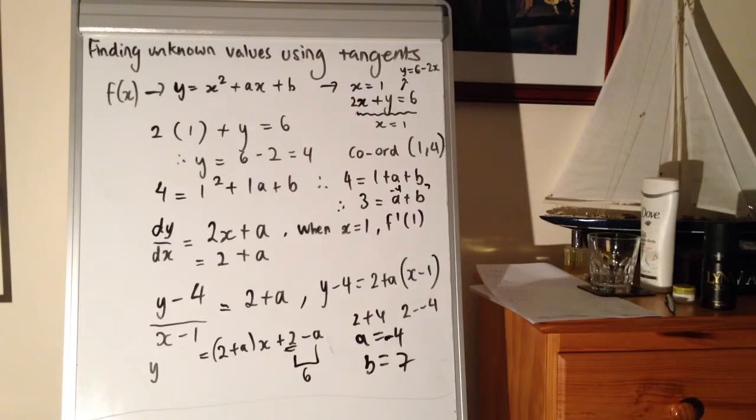So that's a quick look at finding unknown values using tangents. I hope the video was helpful and not too confusing. It's just about looking at the values of a and b, rearranging the equations and finding data from the equations that can be useful, using the derivative and differential calculus laws you already know.